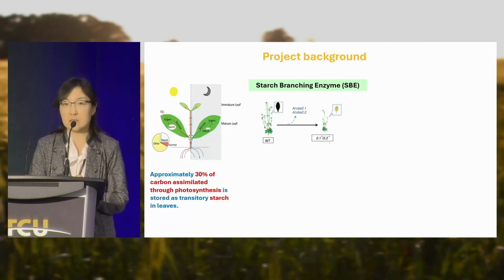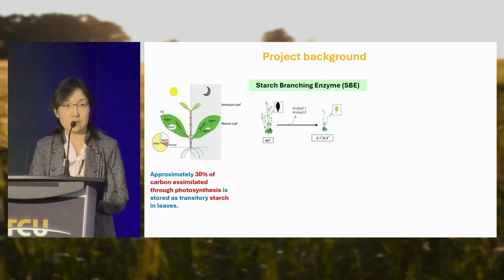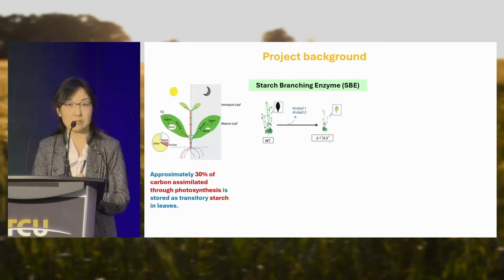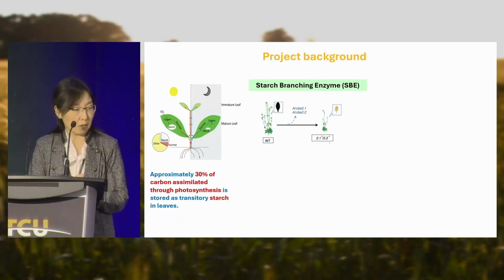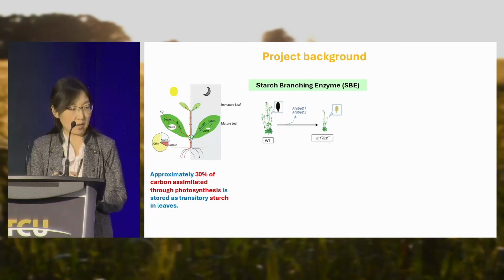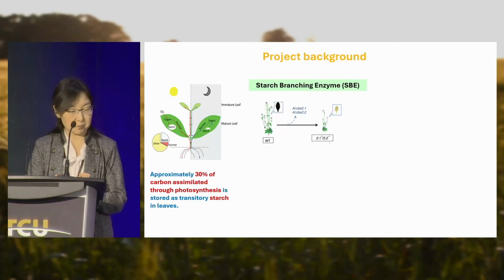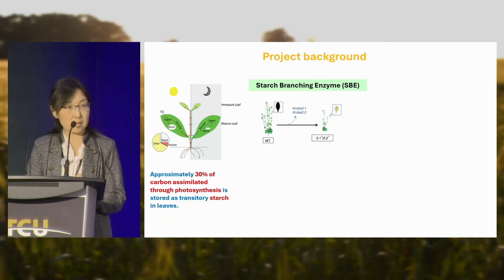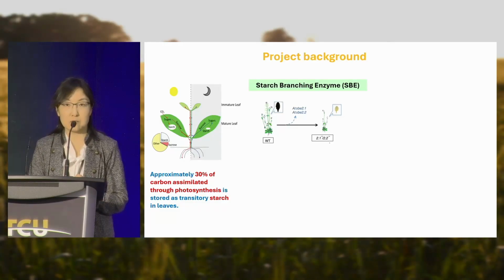During starch synthesis, starch branching enzyme is a key class of enzyme required. In the Arabidopsis wild type leaf tissue, as you can see here, the starch is darkly stained. But in the absence of SBE enzyme, there is no starch at all.